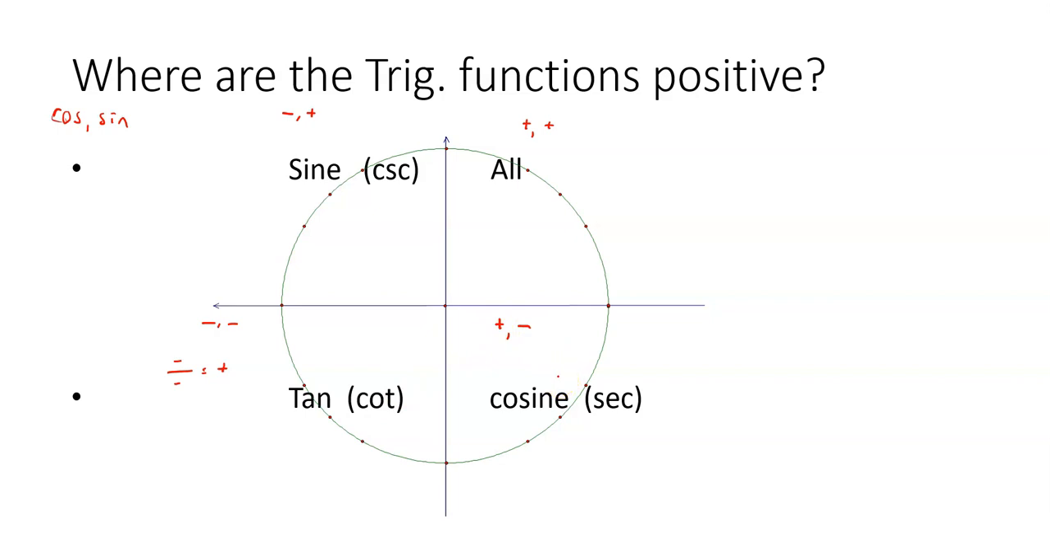Some people have little abbreviations for this. They say it stands for all students take calculus. Some say all students talk constantly. Either one, whatever makes it easier to remember. Or, I don't even remember that anymore. I just think of where the x's are positive and where the y's are positive. Where the x's are positive is where the cosine is. Where the y's are positive is where the sine is positive. Where they're both positive or both negative is where the tangent's positive.